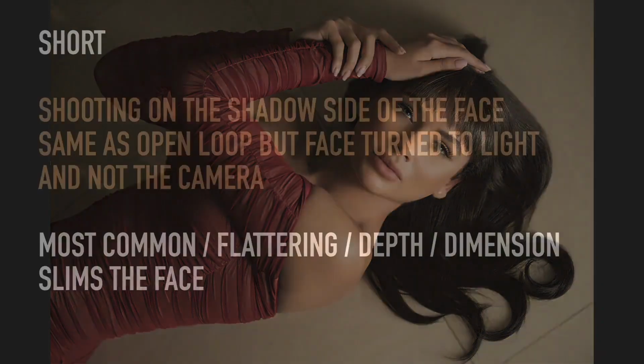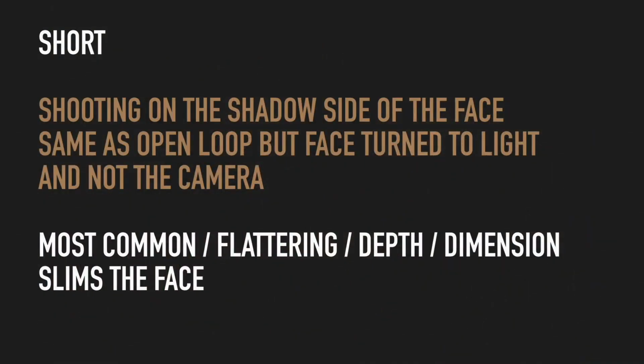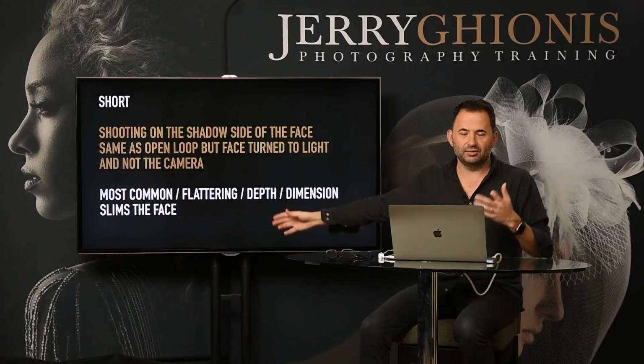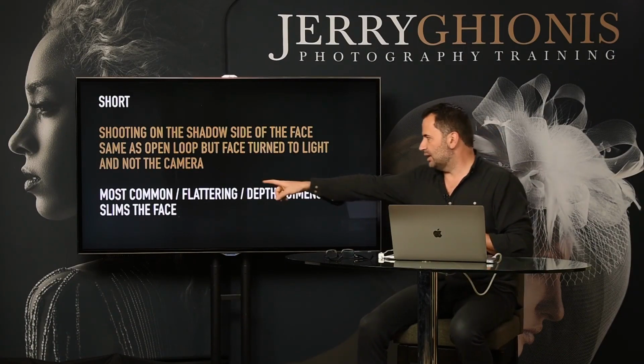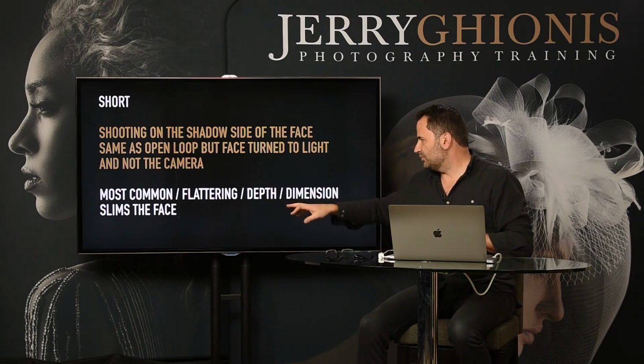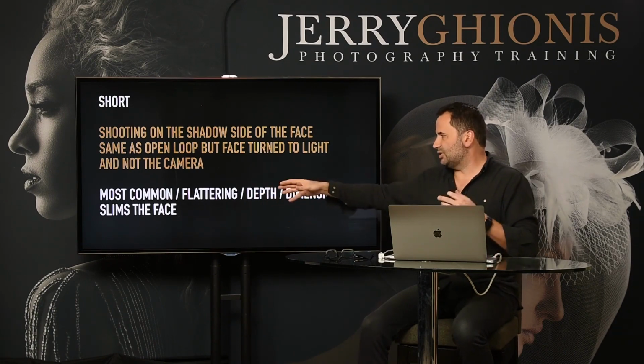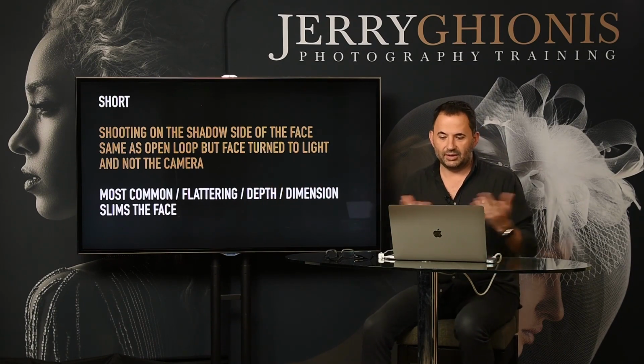Short lighting, often people refer to it as loop lighting, and it's basically the same thing, but it's more referred to shooting on a bit of an angle. So shooting on the shadow side of the face, same as open loop, but the face is turned towards the light and not the camera. This is very, very common. This is in fact my favorite quality of light, or my favorite lighting pattern that you'll see me do over and over again. It's most common, it's very flattering. There's obviously depth and there's dimension, it slims the face. That's why I love it.